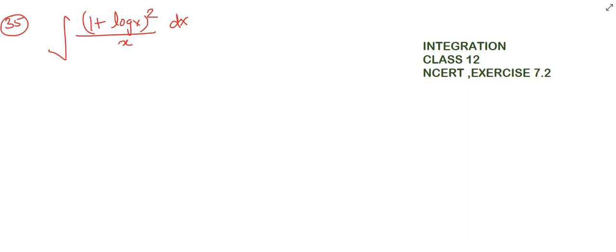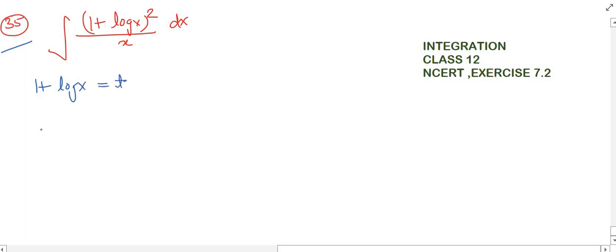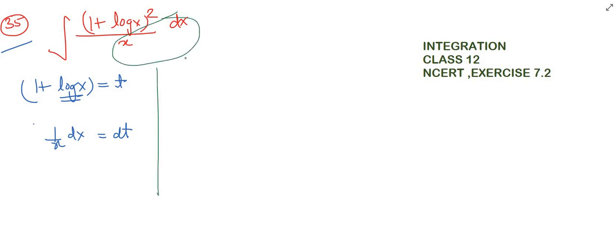Question 35, it's a very easy question. Can I take 1 of log x as t? So what is derivative of this? 1 का तो 0 है. Log x का derivative is 1 by x dx is dt. ठीक है? Which is here. dx by x is here. ठीक है? So let me use it here.